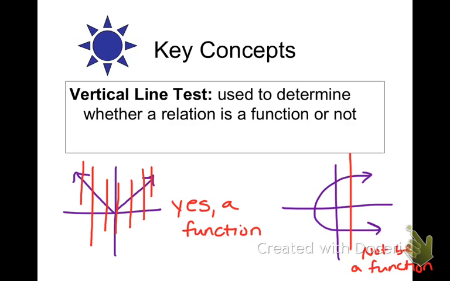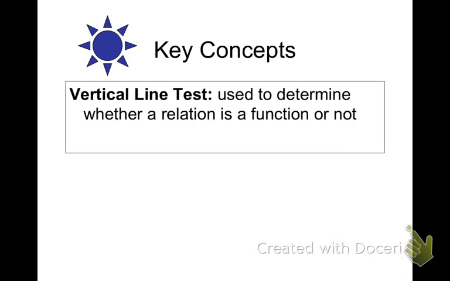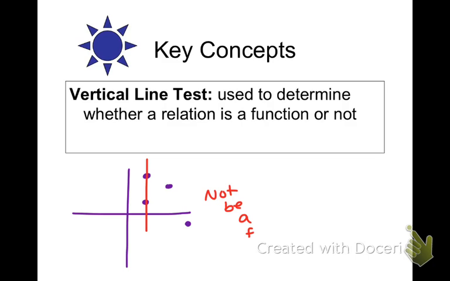Okay. What if I gave you a scatter plot of graphs? So here's our graph. Here's a dot. Here's a dot. Here's a dot. Here's a dot. Would this be a function? No. What two points are vertically above each other? The first two, right? So again, I only need one vertical line to intersect in more than one spot of my relation for it to not be a function.